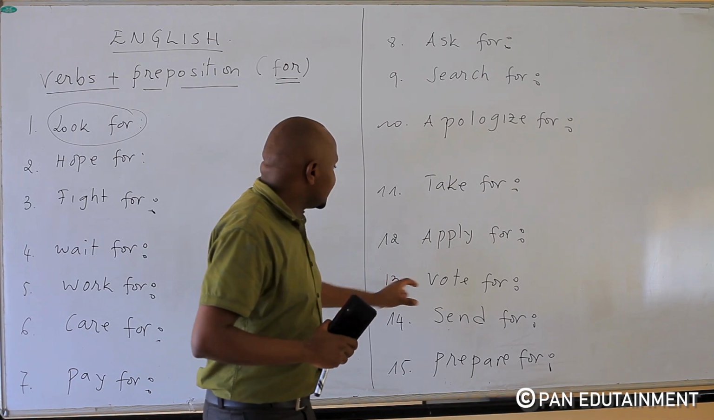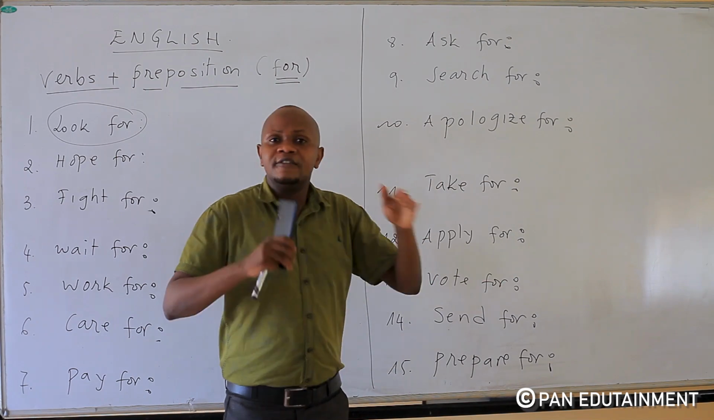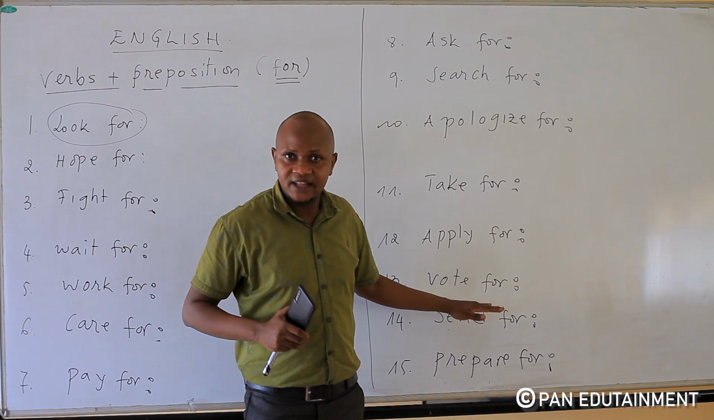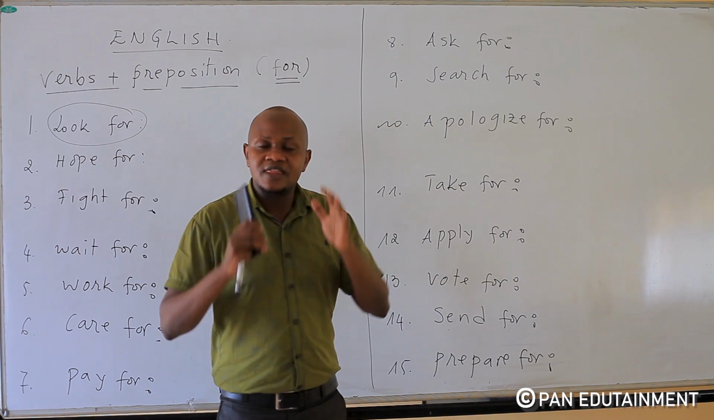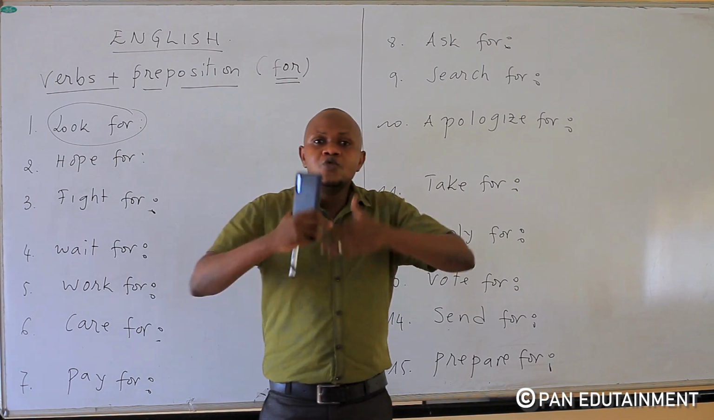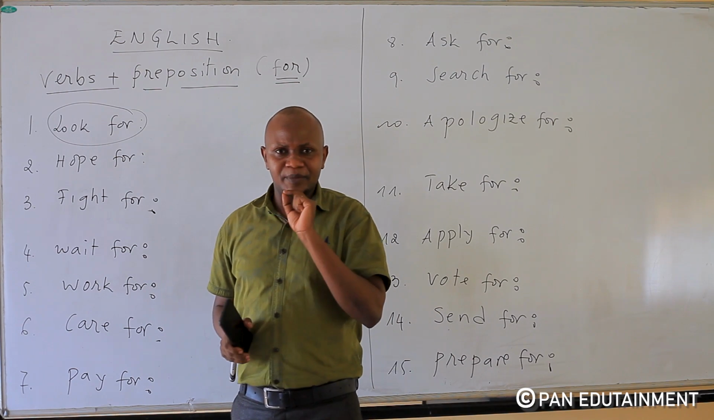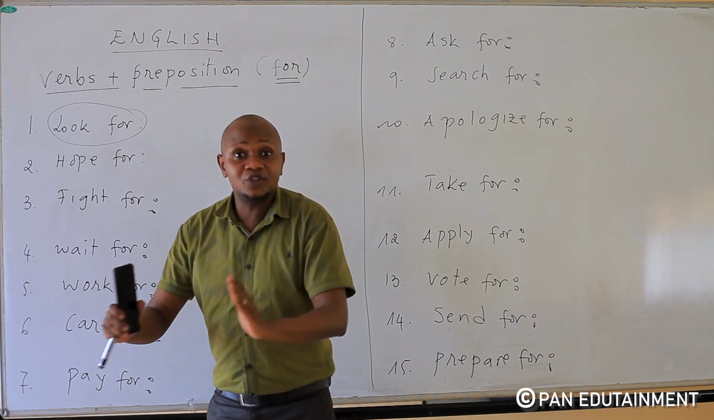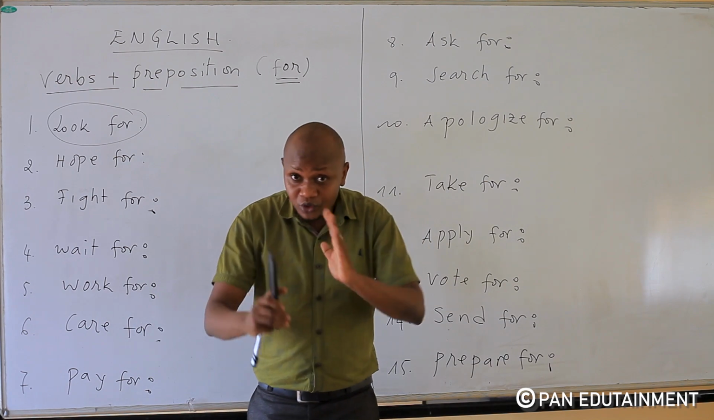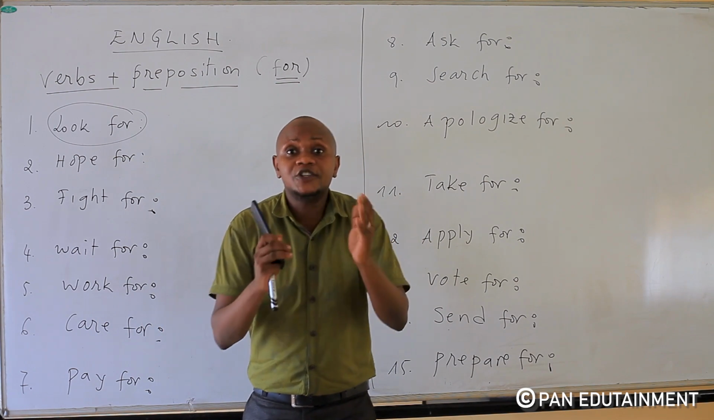Good. Next is to vote for. Vote for this number 13. Chuminagata to vote for. To vote for Nugutora. We are going to vote for the president tomorrow but one. Ejo bundi tujye gutora president ejo bundi. That is to vote for.